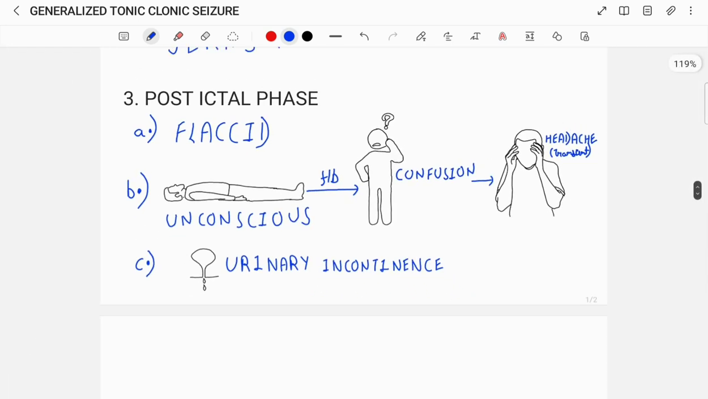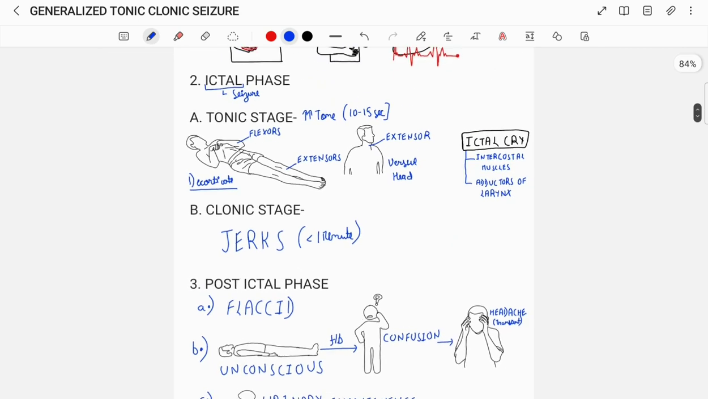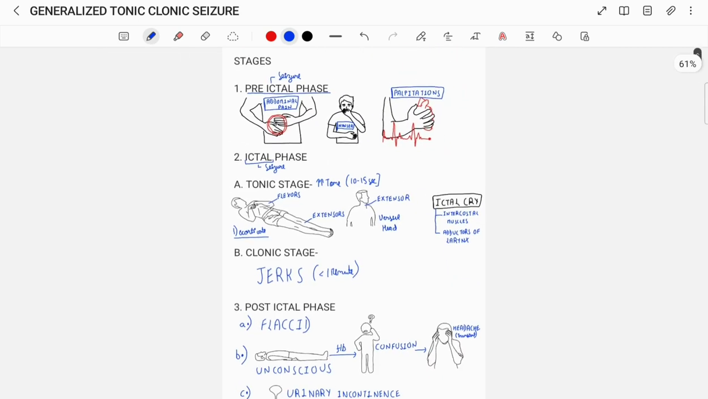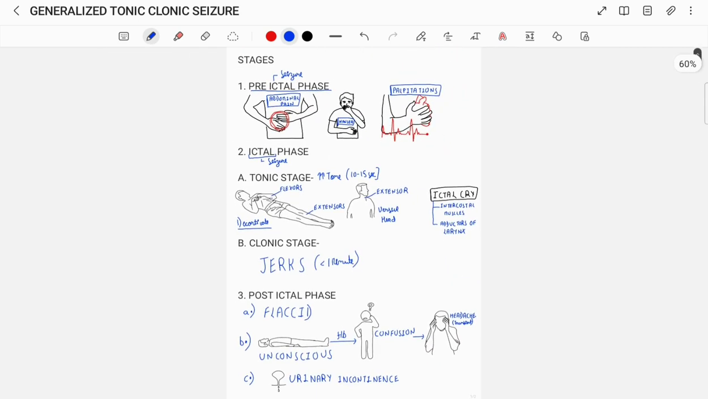Once again, I'll brief out these things for you. Here is the overview. When generalized tonic clonic seizures start, initially there is a pre-ictal phase wherein the patient experiences symptoms like abdominal pain, nausea, and palpitation. Then comes the ictal phase wherein the actual seizures occur.